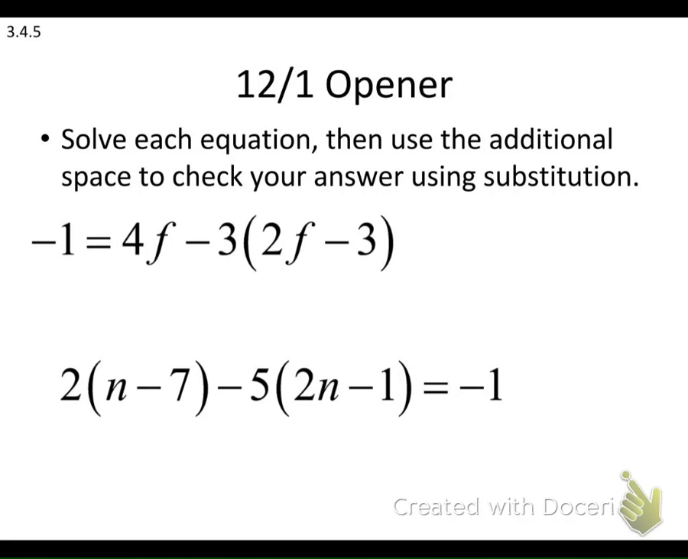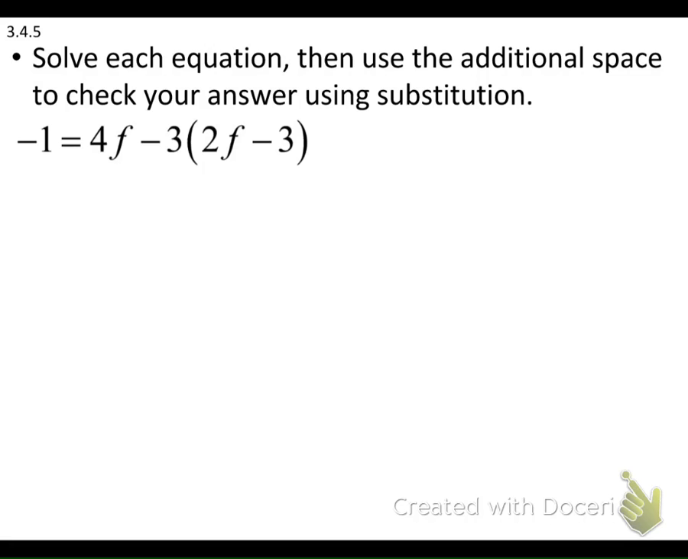Okay, so today's opener is going to be very similar to the quiz that you're going to take today. It's solving equations with multiple variables. So let's take a look at the first equation. You have negative 1 equals 4f minus 3 times 2f minus 3.